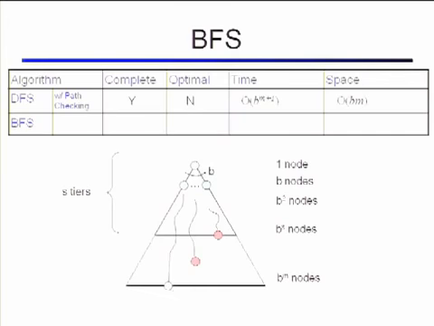Well, it's sort of optimal, right? It's optimal if the costs are all 1. In that case, shallowest is shortest, you get the shortest. Otherwise, you just get the shallowest.